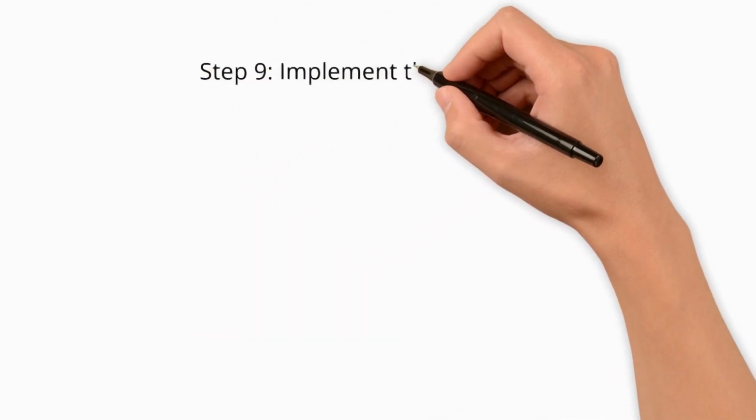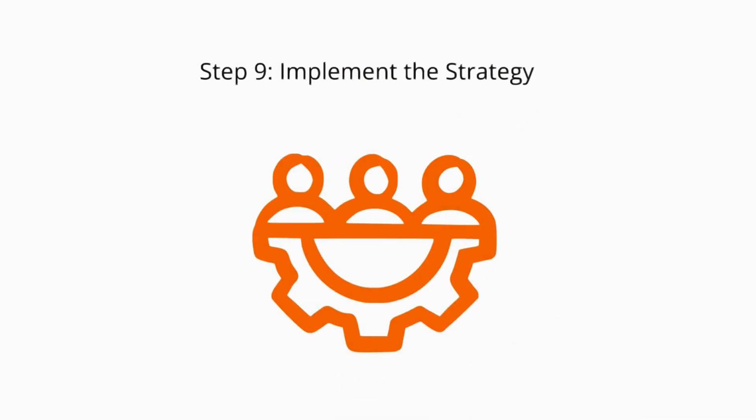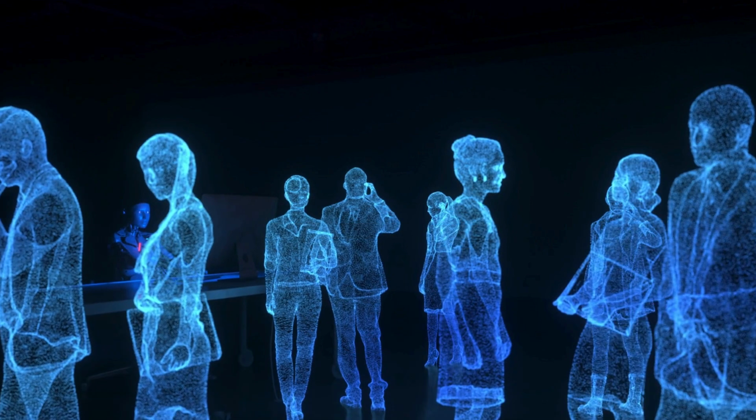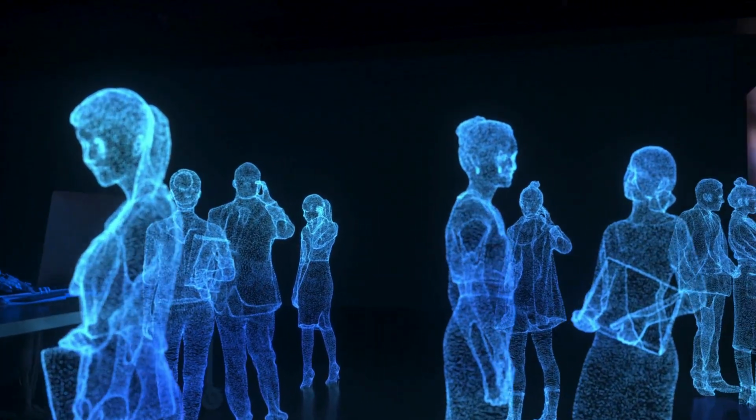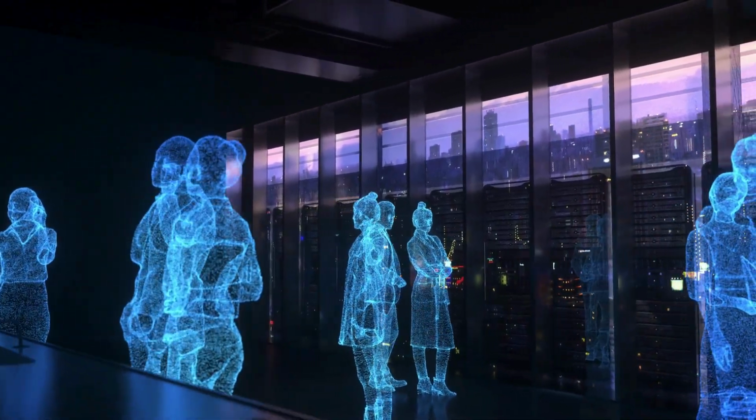Step 9. Implement the strategy action plan. Convert the strategy into an actionable plan with clear roles, responsibilities, and timelines. Communication. Communicate the strategy and implementation plan to all stakeholders, ensuring clarity and alignment.